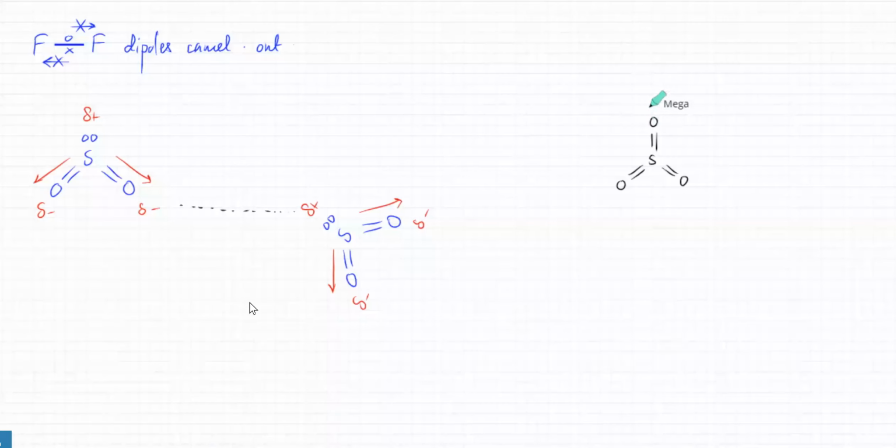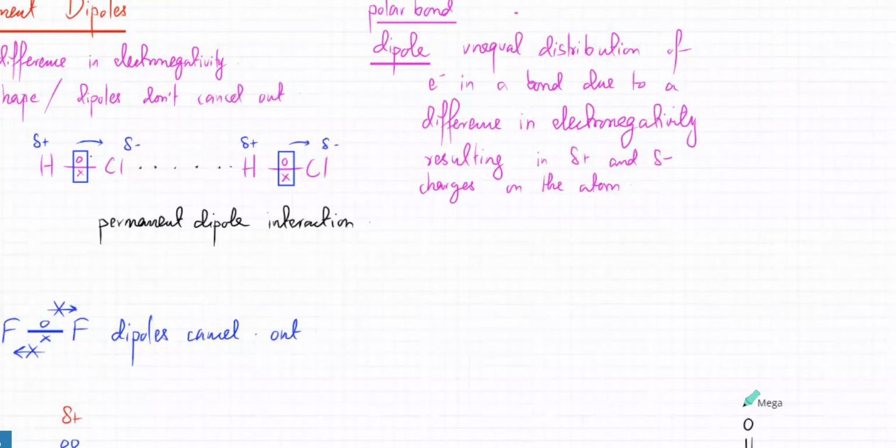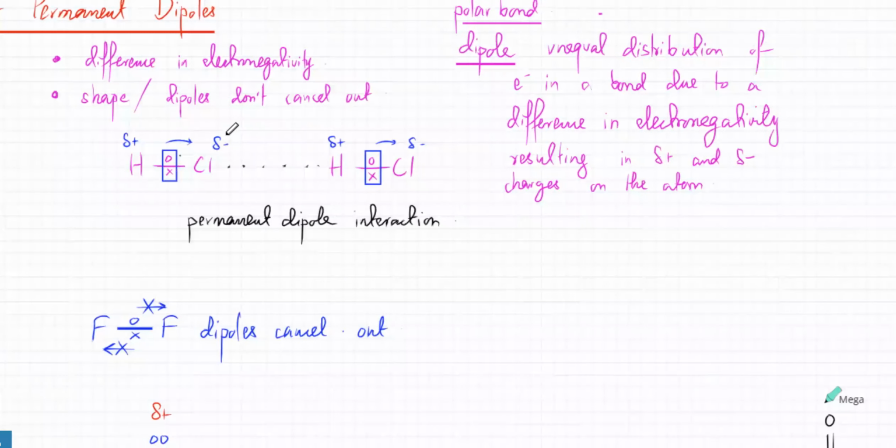Okay, when you have to show dipole interactions, they're going to ask you to draw this. Like if they ask you to draw HCl, you're going to draw the negative part of Cl getting attracted to the positive part of the H on the other molecule. Okay.